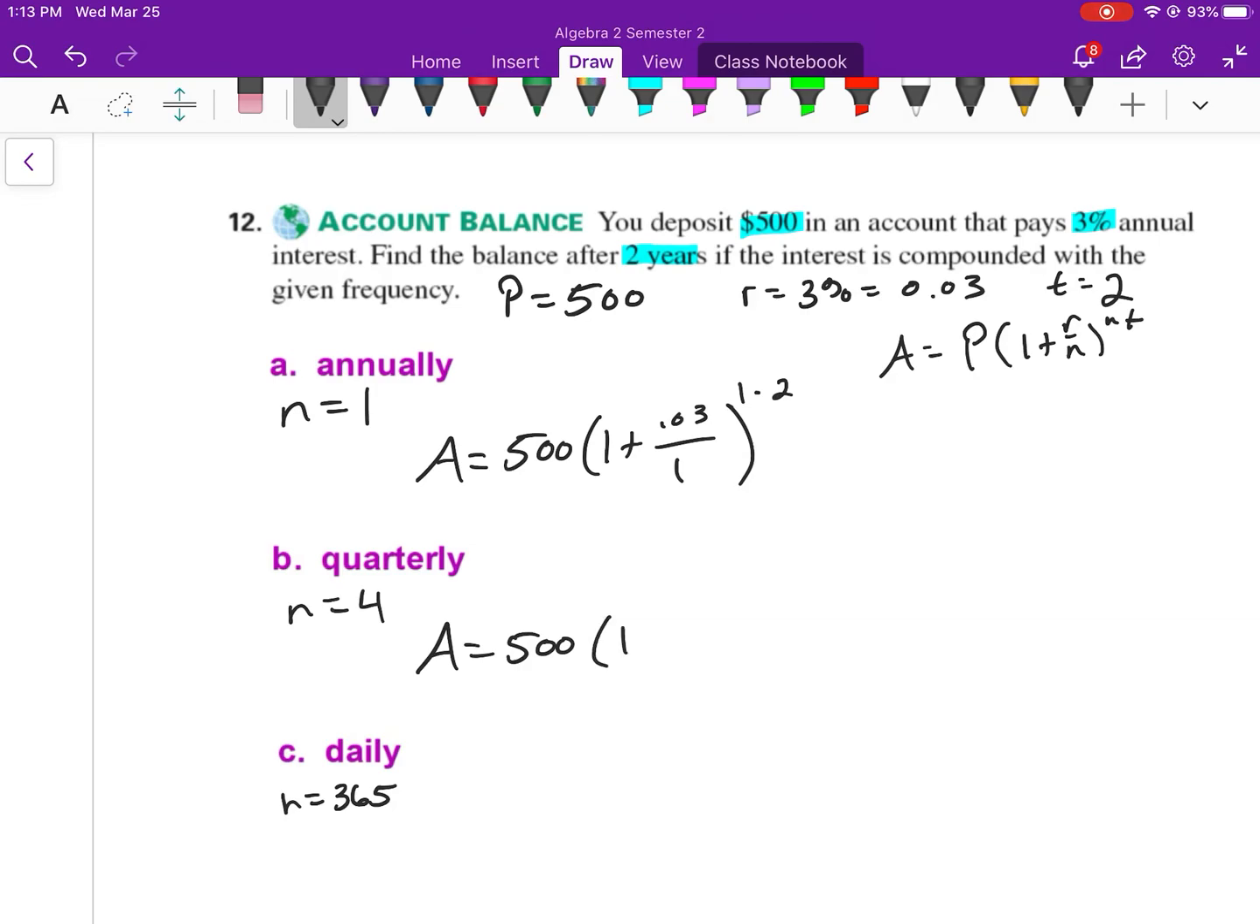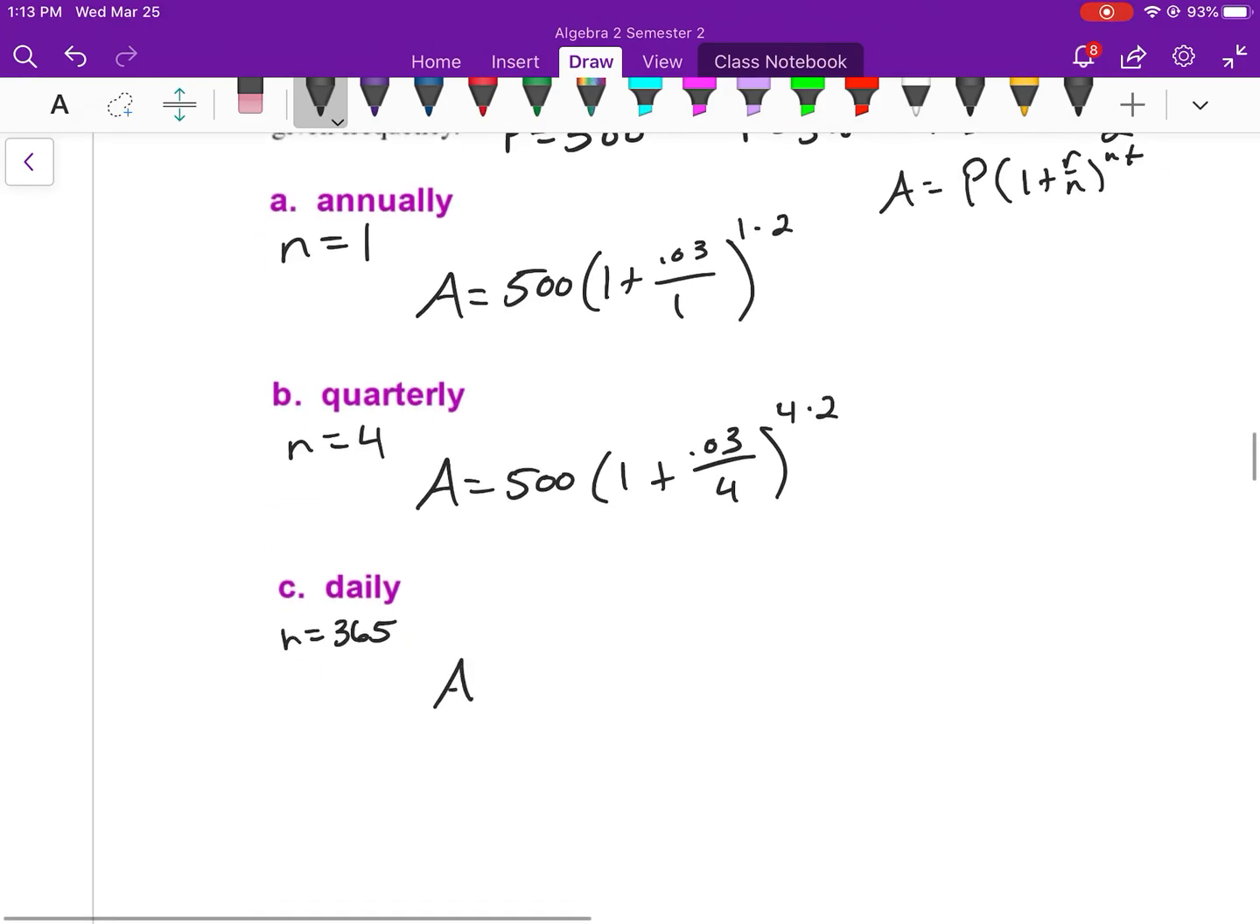Okay, let's go ahead and let's just set these all up. So 500. And the only thing that's changing between all three of them is that N value. Now that N value is in 2 different places, so make sure you are doing it both.